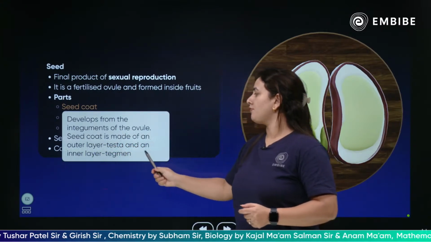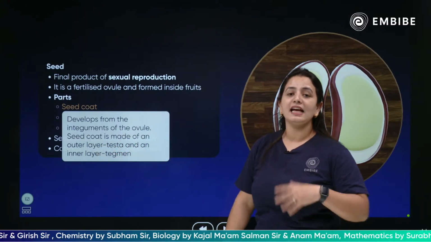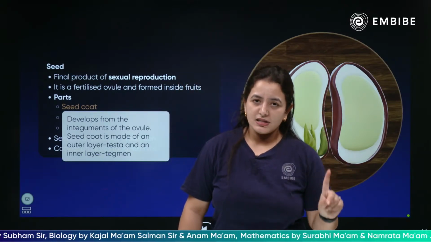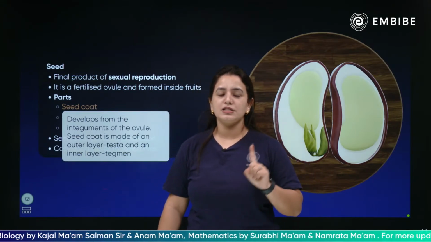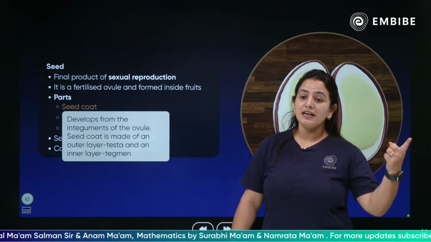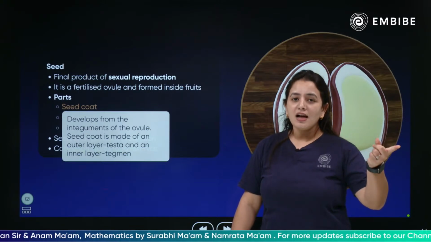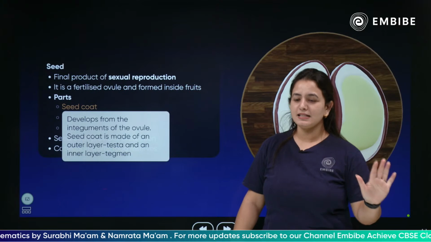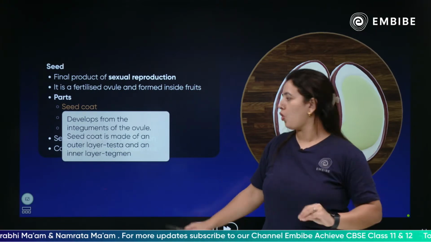The seed coat is made up of an outer layer which is called testa and an inner layer which is called tegmen. The seed coat has two layers. Outer integuments develop into testa, inner integuments of the ovule develop into tegmen. Very simple. So, this is the seed coat.